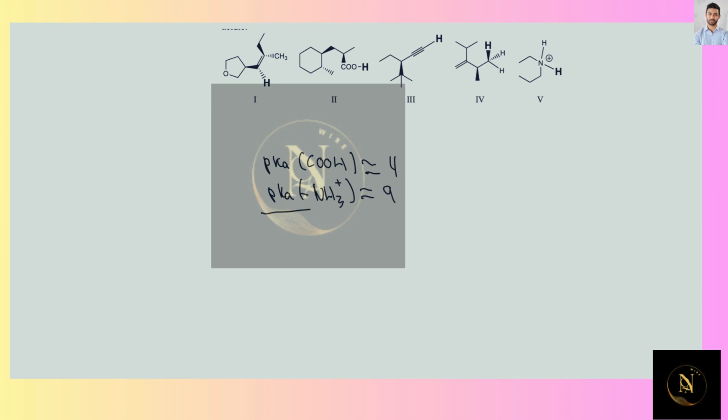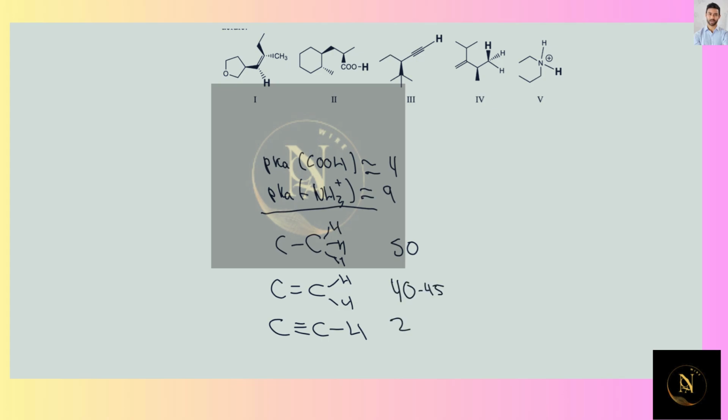And in general, what we can say is that the pKa's for a single bond, so for example, carbon carbon H H H, for carbon double bond carbon H H, and carbon triple bond carbon hydrogen, are going to have the following trend of pKa's. The first one is around 50. This one is going to be of around 40 to 45. And the last one, for terminal alkynes, is going to have a pKa of 25.